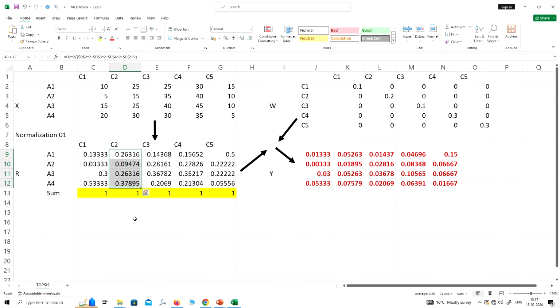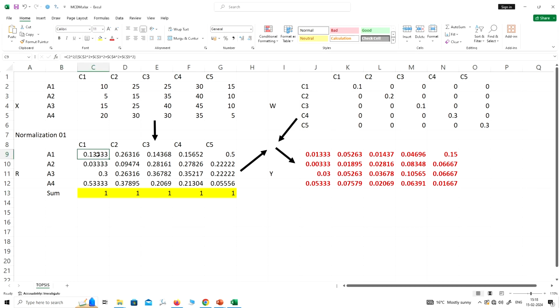For C2, again only reading till the second place of decimal, 0.26, 0.09, 0.26, 0.37. Then for C3 the values are 0.14, 0.28, 0.36, 0.20. For C4 there are 0.15, 0.27, 0.35, 0.21, and last is C5: 0.50, 0.22, 0.22, 0.05, and check the values are 1 as highlighted in the yellow rows. Hence, it is mentioned as sum.